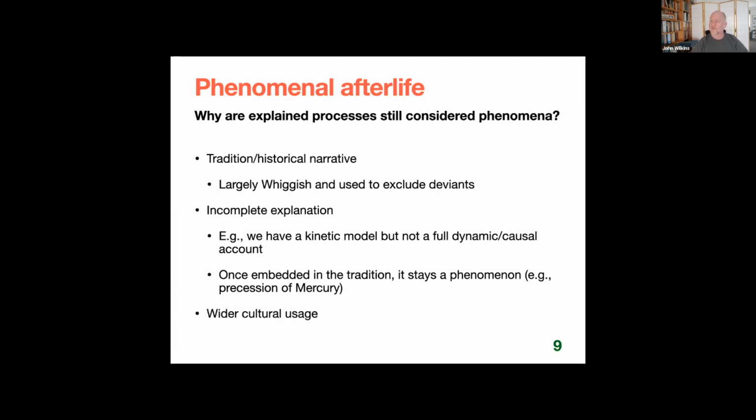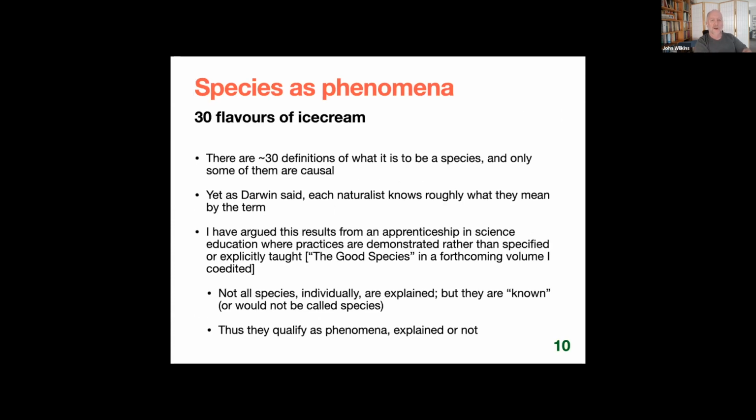So if I can steal a few more seconds, I'd just like to say how this works out with species. I've said 30 flavors of ice cream. There's somewhere between my count of 28 or 29 and Frank Zachos, a mate of mine, his count of 32 species concepts. And of course, more are being published every few years. But every naturalist, as Darwin noticed, knows roughly what they mean by the term.